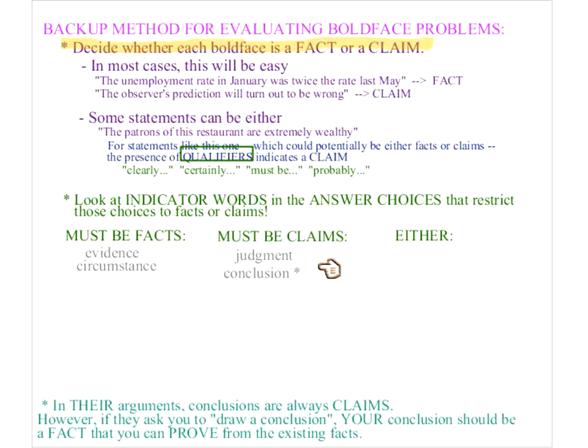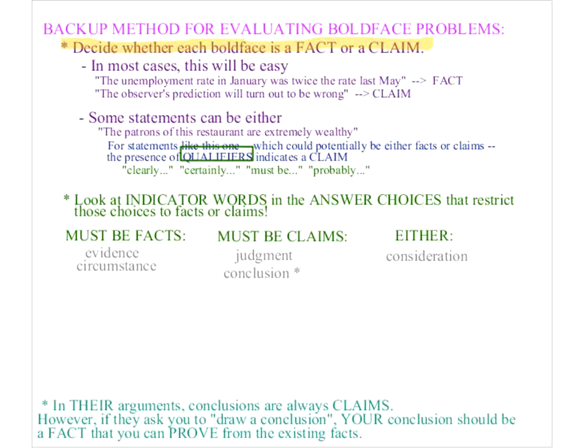Okay, what about a consideration? I'm giving you guys all the tough ones first. So a consideration can be either one, because a consideration is just something that you consider in making an argument. You might consider things that are facts, but you might consider claims as well. So considerations can be either.